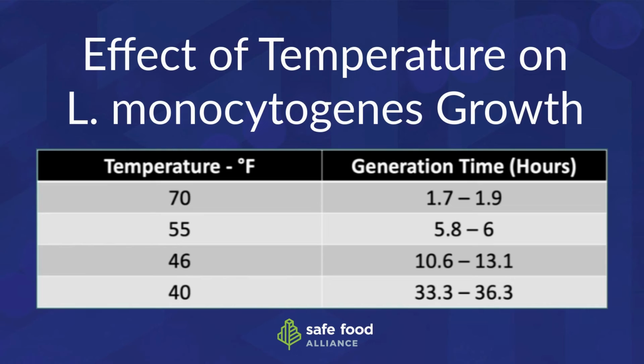If we look at Listeria, for example, we know that that organism is legendary for being able to grow in refrigerated products. So we want to keep that temperature below 31.3 degrees Fahrenheit. That's that minimum temperature for growth.